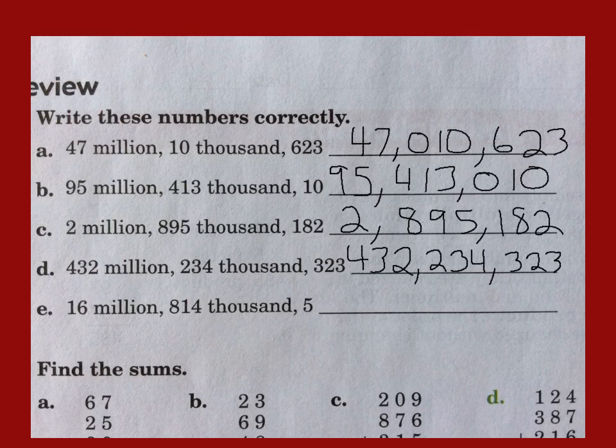E says 16 million, so I'll put a comma, 814,000, so I'll put a comma, and 5. I don't just write 5 though, I need 3 places, so I make it 0, 0, 5.